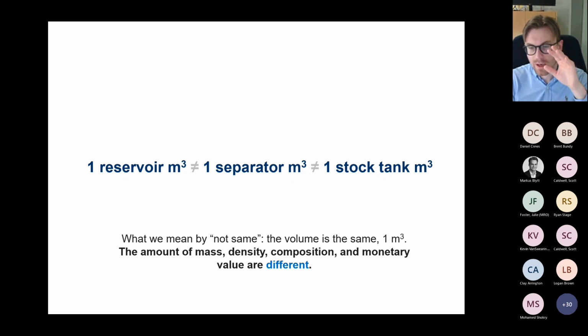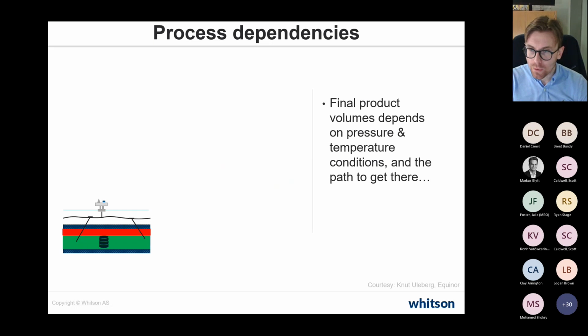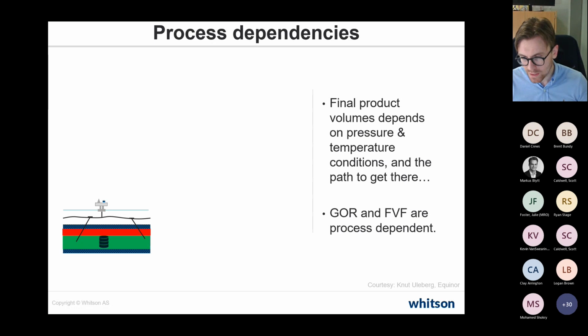The second thing about PVT, which maybe some of you know, but maybe for some of you it's not as clear or you haven't thought about it, is that PVT properties are process dependent, or path dependent. If you're producing from a reservoir, the final product volumes, including how much you produce in terms of liquids, depend on the pressure and temperature conditions from the reservoir to sales and the path they took to get there. In short, GOR and formation volume factors are process dependent. So what does this mean, Matthias? Translate this into layman's terms.